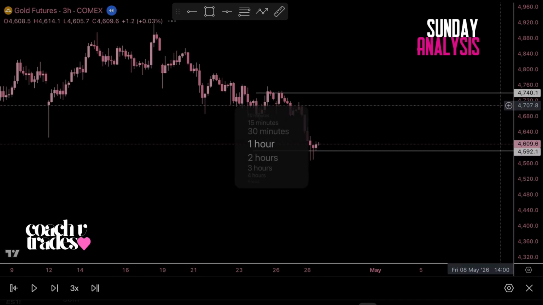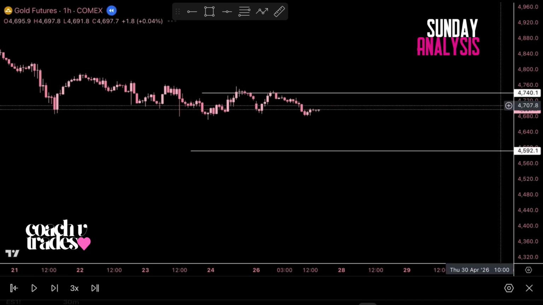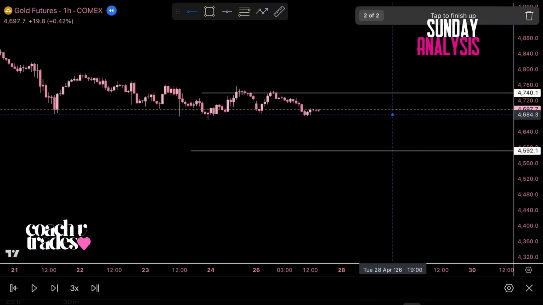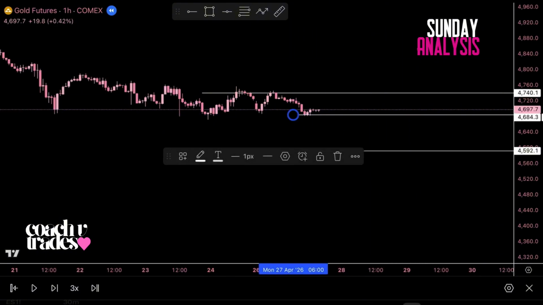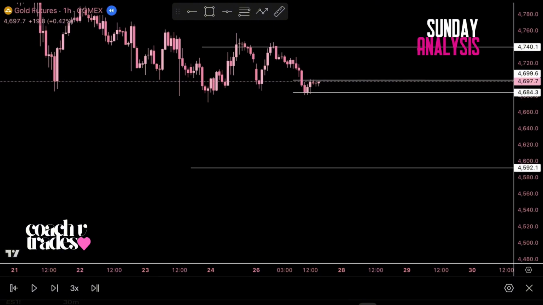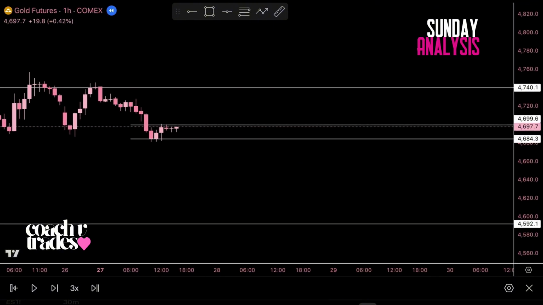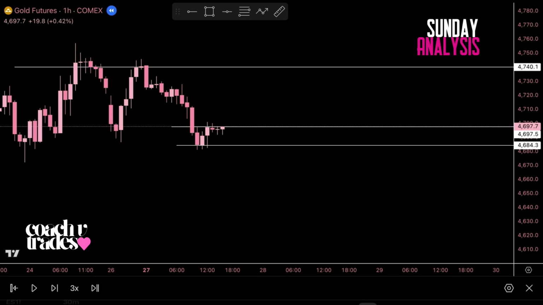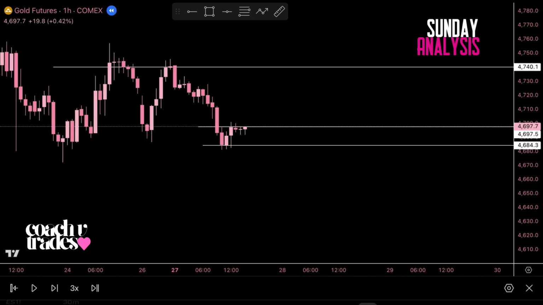We drop down to our 1-hour. We mark out the most recent low and the most recent high. Okay, so we're marking out our range. We're only marking out the body like that. And we ask ourselves, what part of ICC are we on?